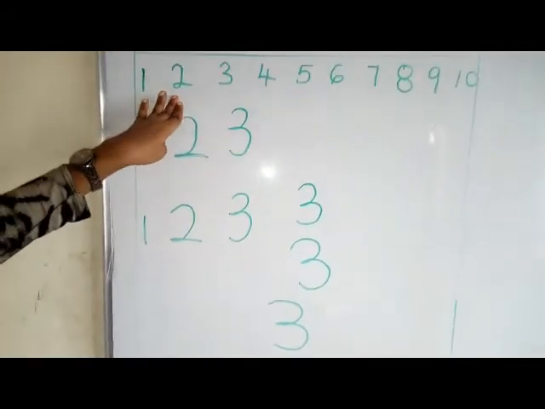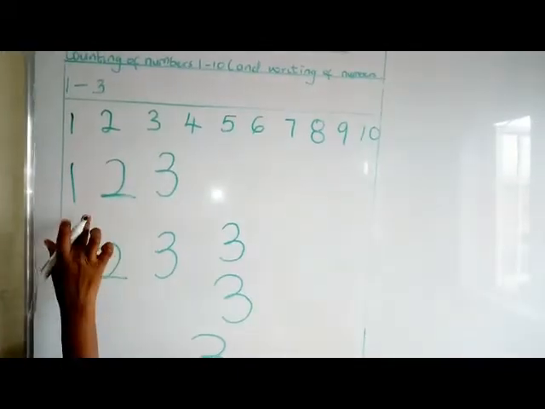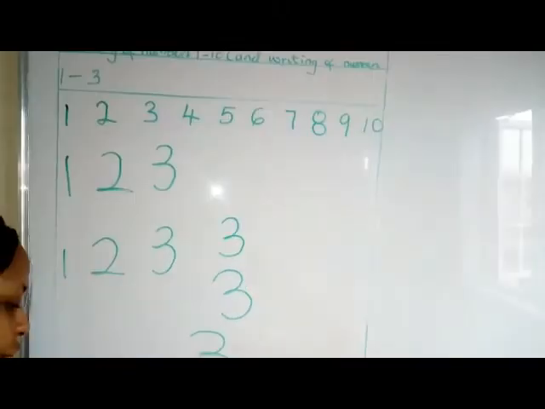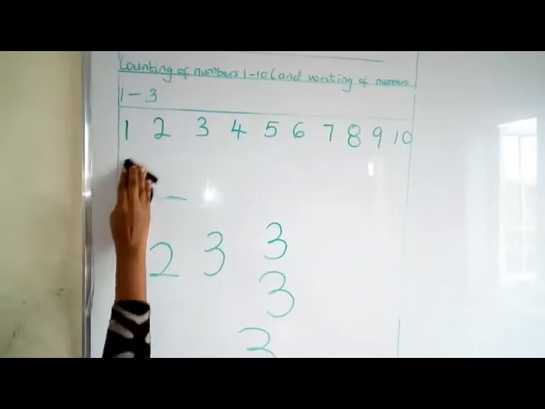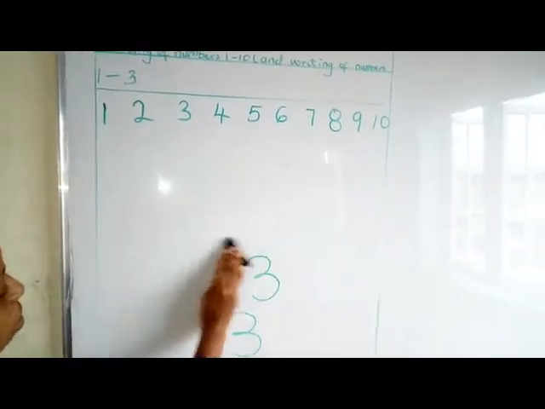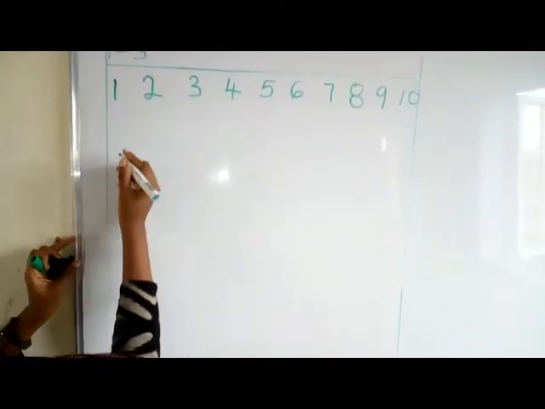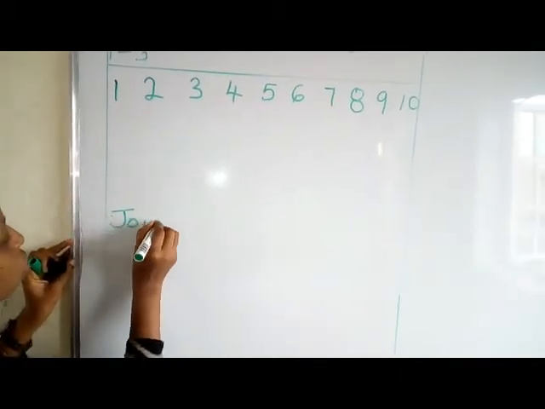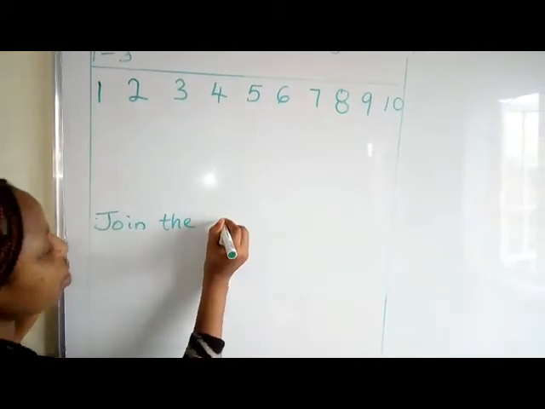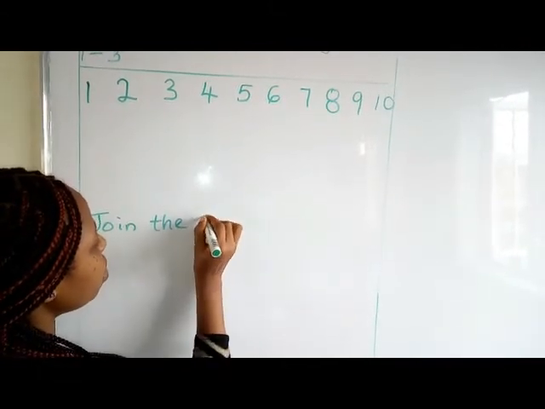Now, remember we counted our 1 to 10 and we learned to write our 1 to 3. Now, I want you to go home and learn to write your 1, 2, 3. For something to guide you, I'm going to give you the words, the signs, the symbols. So you're going to do what? Join them. Join the signs.